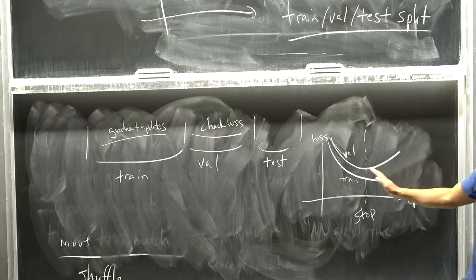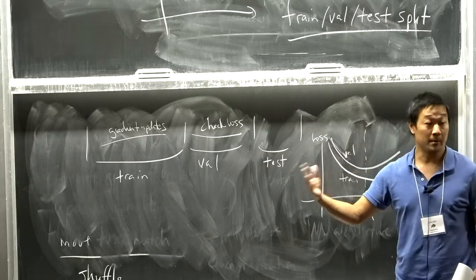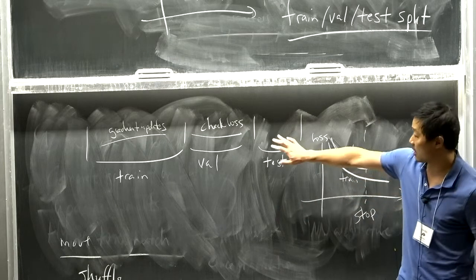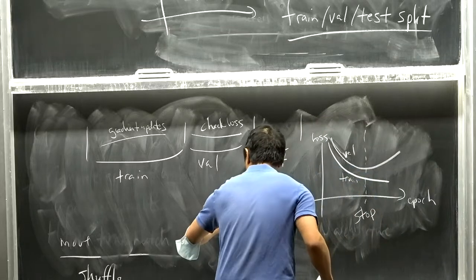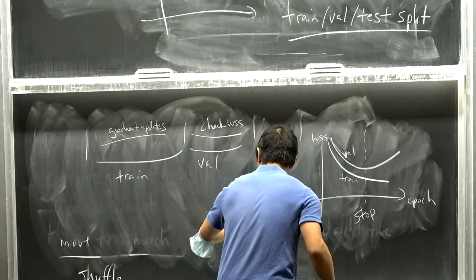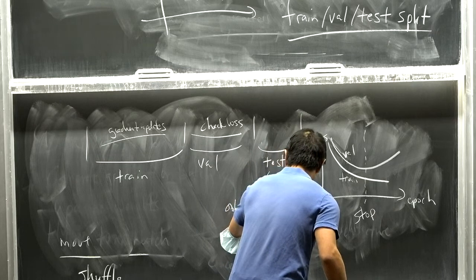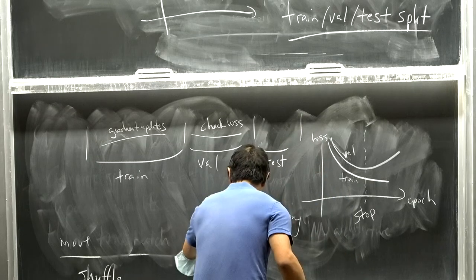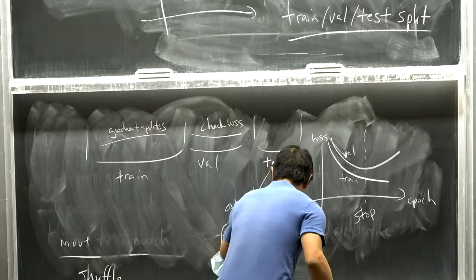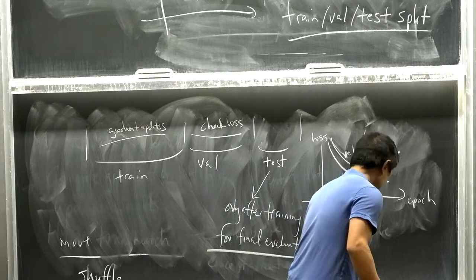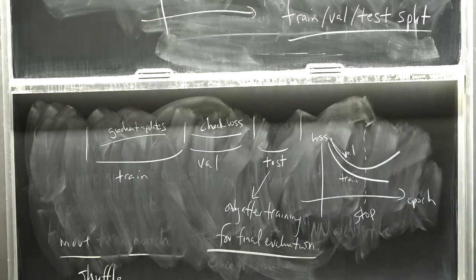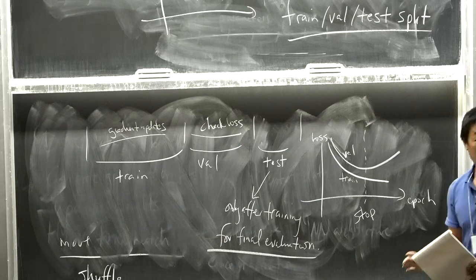Okay, and finally, then we evaluate the performance of our network, of our algorithm on the test set. So we hold out the test set. So this is only after training, for final evaluation. Okay. Good. So that's everything I wanted to say in general about how we train these neural networks.